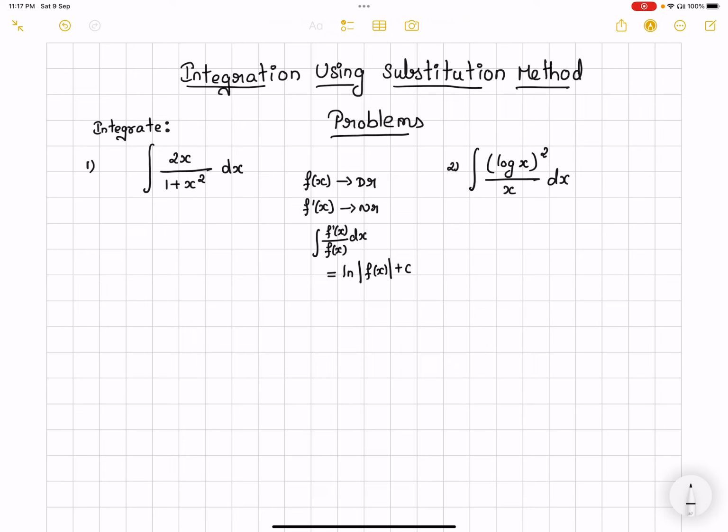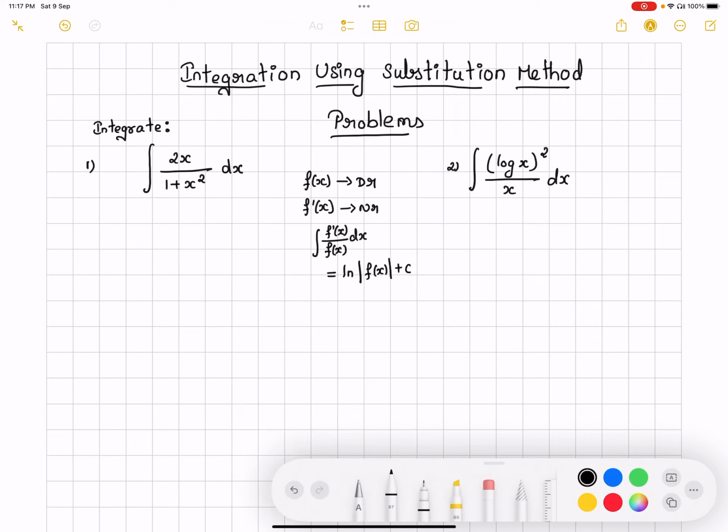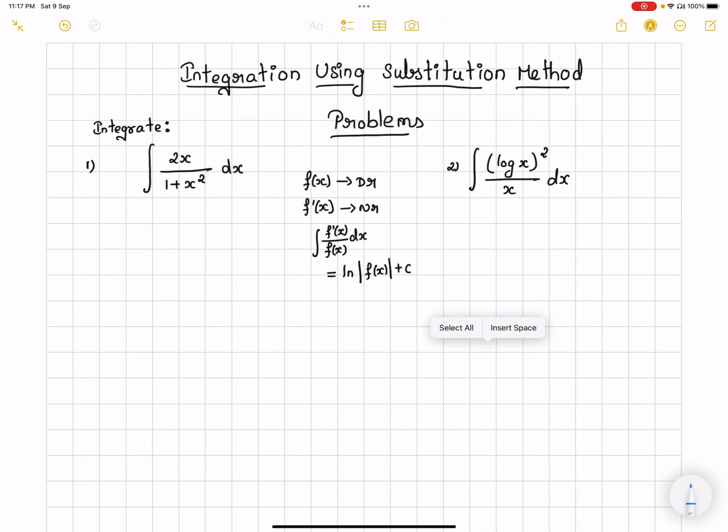So for example, in this particular problem, let's observe. The denominator is 1 plus x squared. When I differentiate my denominator, I get 2x. That's nothing but my numerator. In that case, I would be getting my answer as ln of 1 plus x squared plus c. That's it. The answer is done.